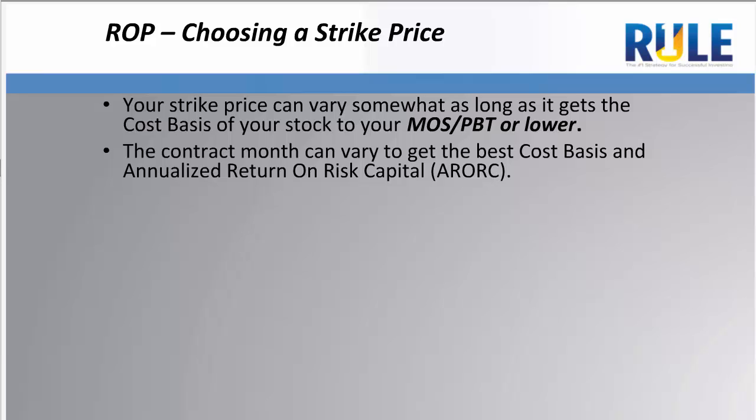So if it expires out of the money, you've got to know that you did a good thing putting that money to work, that you got a good rate of return on it. What we use to figure that out is the annual return on risk capital. We call it ARORC, annualized return on risk capital, to figure out if we put our money to work well enough.